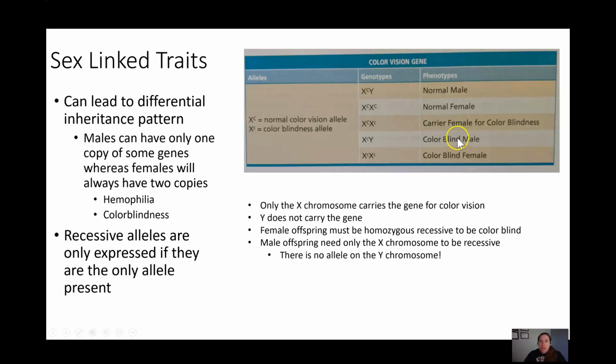So you can see other combinations here. For example, a heterozygous female can have an X capital C, X lowercase c. And in this case, even though she's not colorblind, she is carrying that colorblind allele that she could potentially pass on to her offspring.